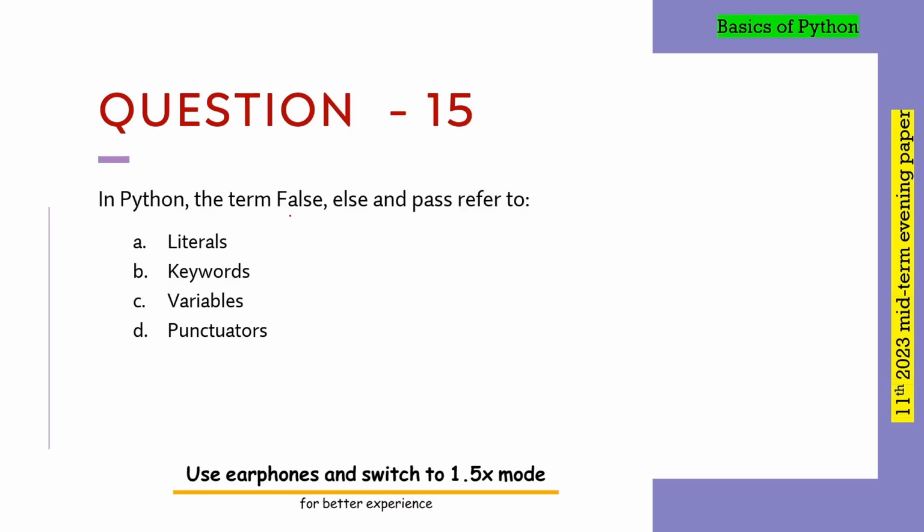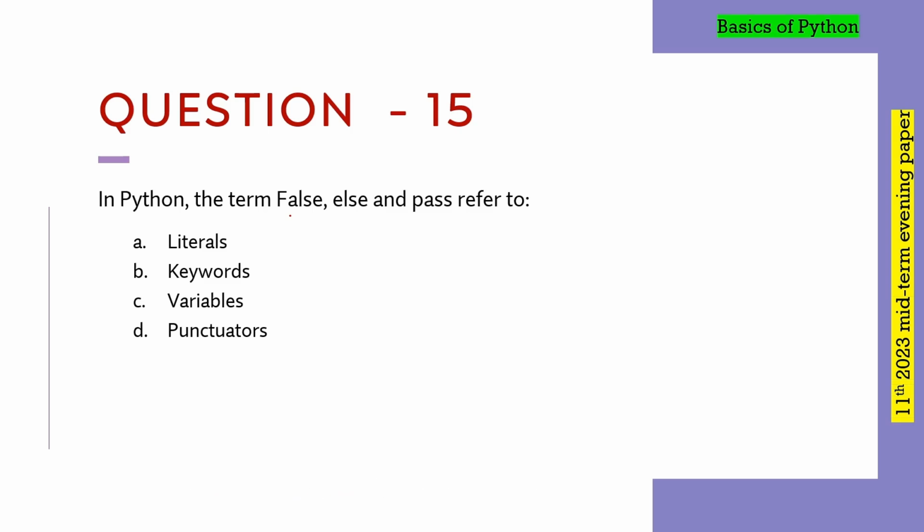So this is question number 15 from the 2023 midterm evaluation paper, and this question comes under the topic basics of Python. In this particular question, it has been asked, out of the given four options, which one these terms lies into. Okay, so False, else and pass refer to your keywords in Python.